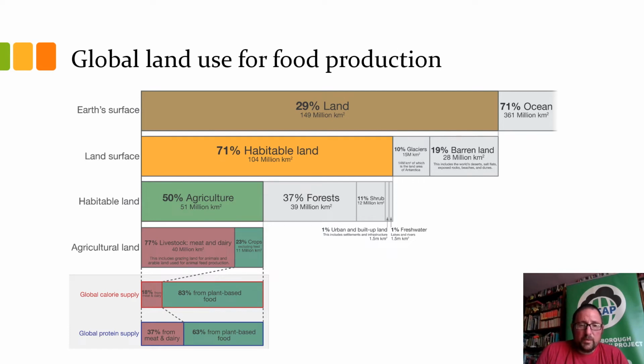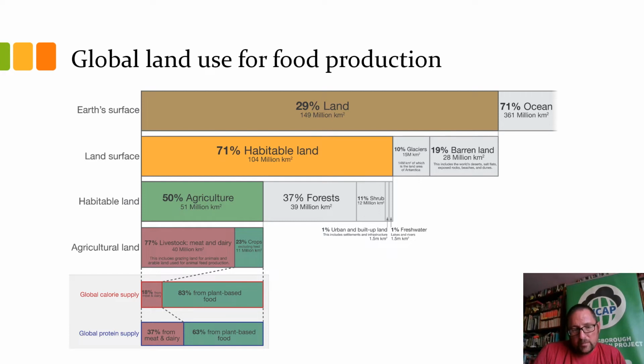As we touched on a minute ago, global land use for food production is going to need to increase if we are going to sustain people's diets as they are by 2050. But this is a graph based on current land use. So if you take the world as a whole, only 29% of the Earth's surface is land, and only 71% of that is habitable or farmable, the rest being either barren like deserts or frozen like glaciers. And 50% of that habitable land is already being used for agriculture. 37% is forests, with 11% being scrub, 1% being freshwater, and 1% urban and built up areas.